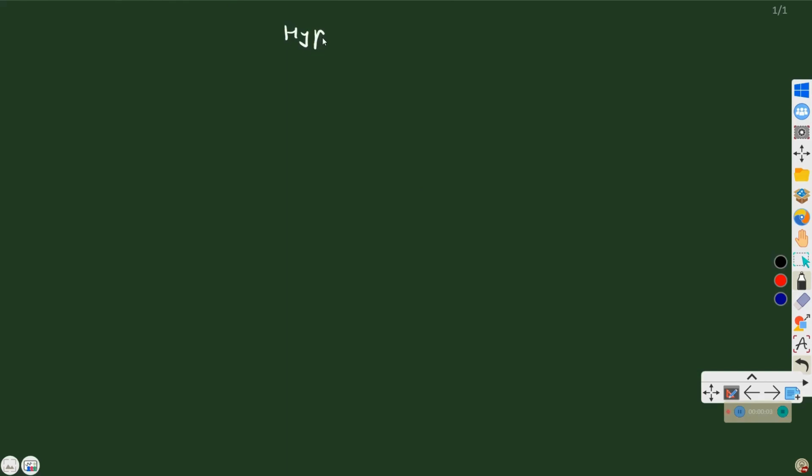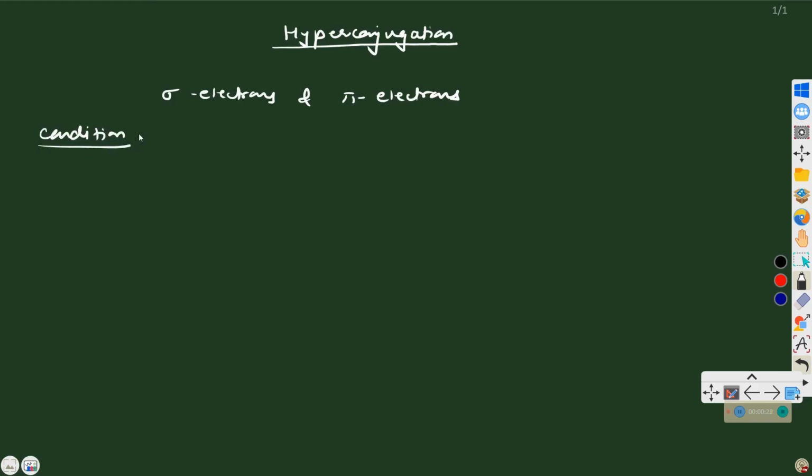Hello everyone. Today we are going to understand the concept of hyperconjugation, which is also called no bond resonance. In this, there is an interaction between sigma electrons and pi electrons. This is also called sigma pi resonance. So the conditions for hyperconjugation effect are: first, there should be an sp2 hybrid carbon.